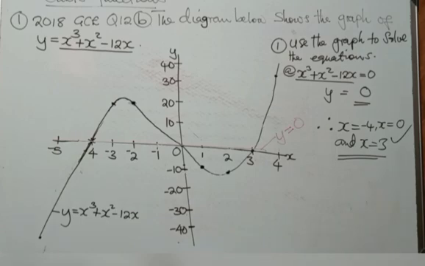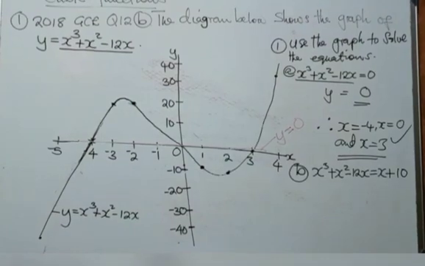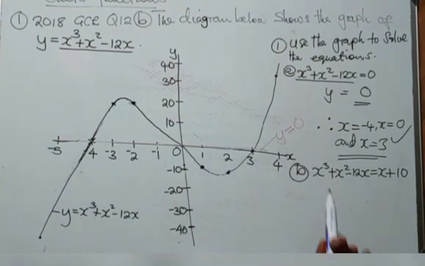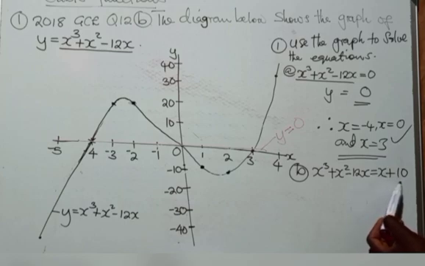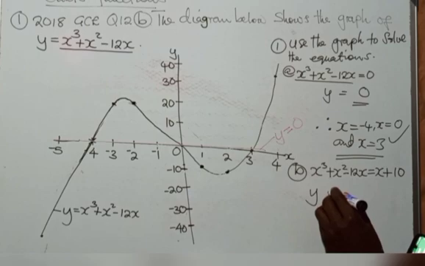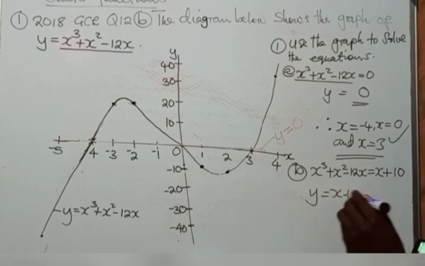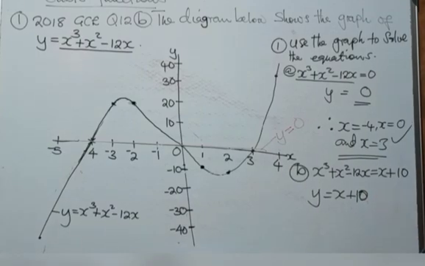There is another one which is b. Let's see what b has. So b is x cubed plus x squared minus 12x is equal to x plus 10. So this one will mean that y is equal to x plus 10. X plus 10 will be the value of y.